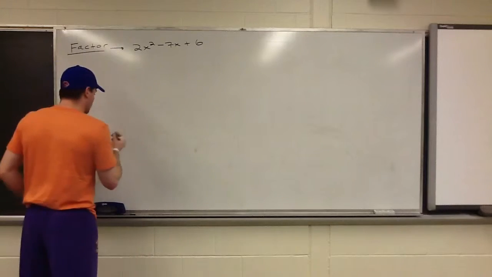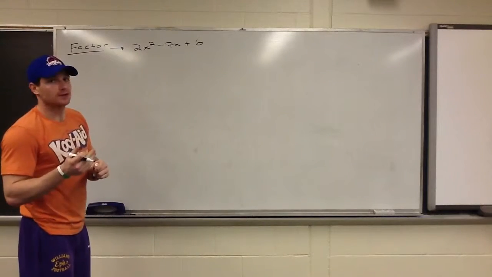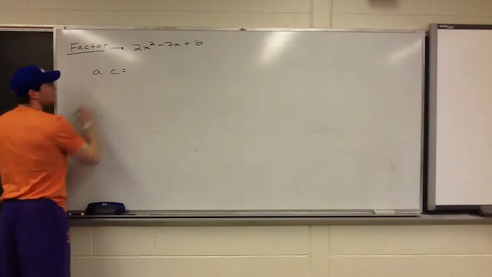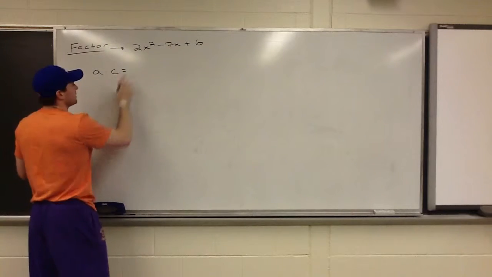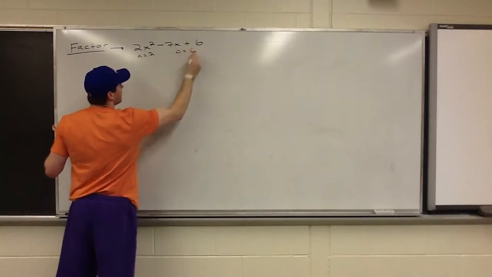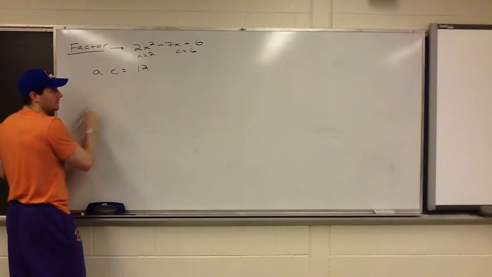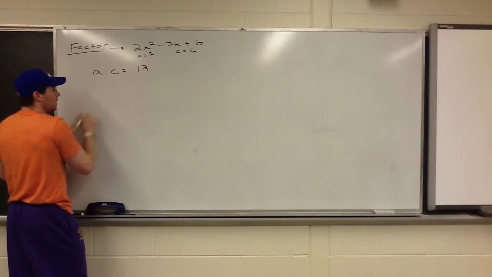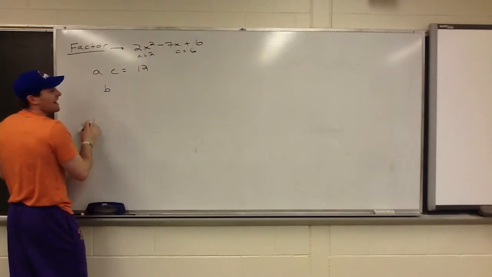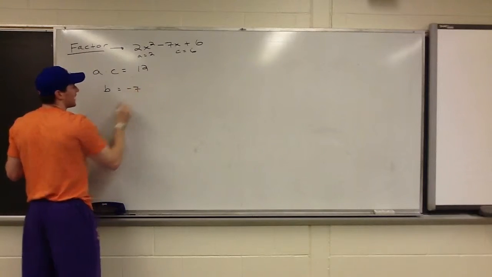And when we factor by grouping, we try to find two numbers that satisfy two things. The first being product AC. And how we get product AC is we multiply our A value of 2 and our C value of 6. So product AC is 12. We need to find two numbers that multiply to 12. We also want those two numbers to have a sum of B, which in this case is negative 7.